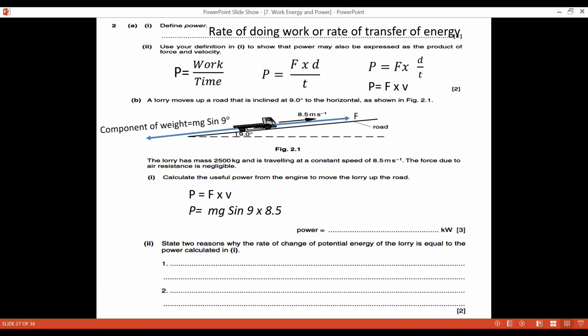So backward force is mg sine theta, forward force should be equal to backward force. And from there, we get the answer as 32,600. If we round to two significant figures, it becomes 33,000 watts. But we want the answer in kilowatts. So it will be 33 into 10 raised to power 3. That means it is 33 kilowatts.